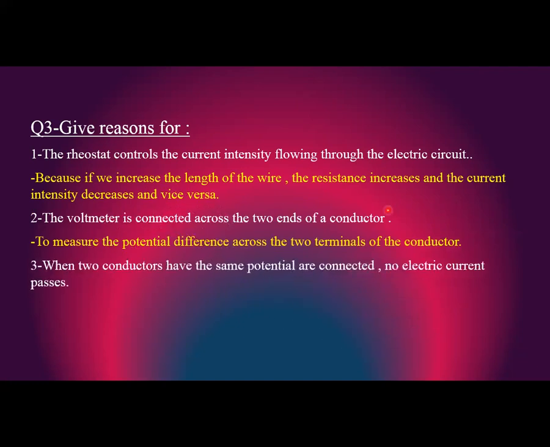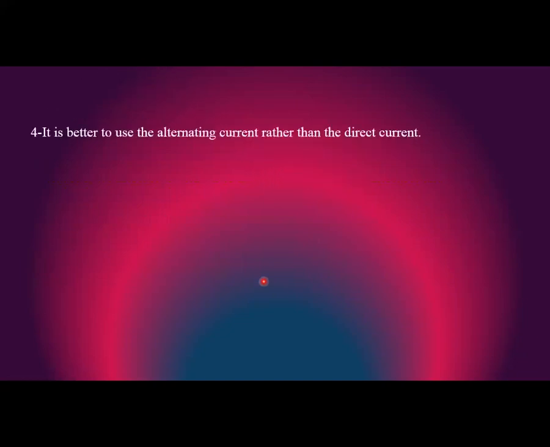When two conductors have the same potential are connected, no electric current passes. Of course, for there to be an electric current there must be a potential difference. If they have the same potential, no electric current will flow from one to another, so there is no potential difference between them.